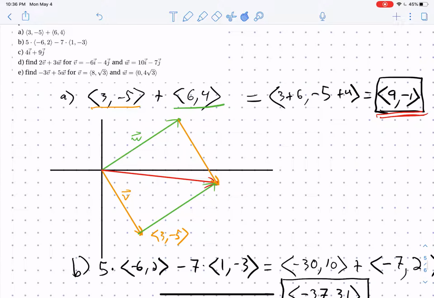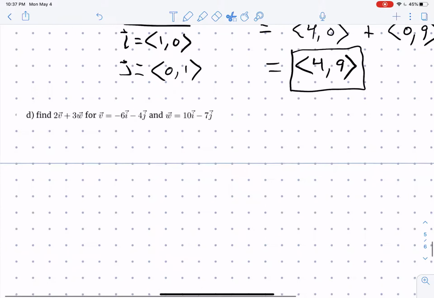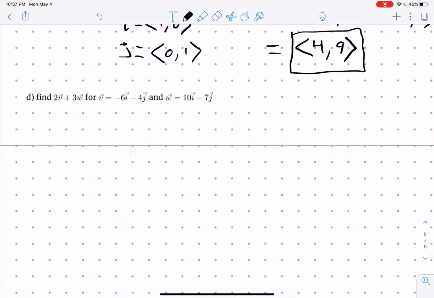Now, for this one, we're going to need a reference to it, so I'll just go ahead and grab a copy and pop that in here. So for part D, find 2v plus 3w, where v is equal to negative 6i minus 4j, and w is equal to 10i minus 7j.